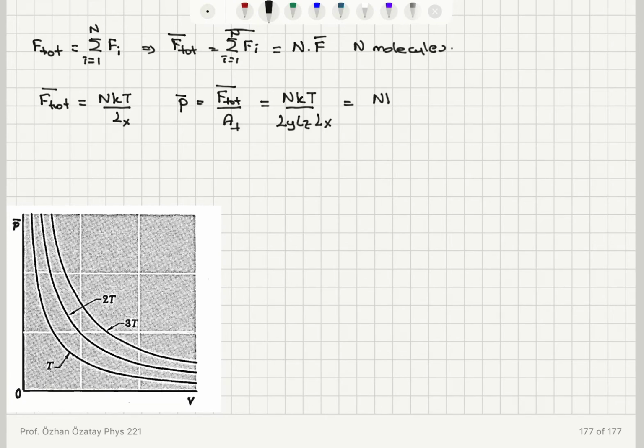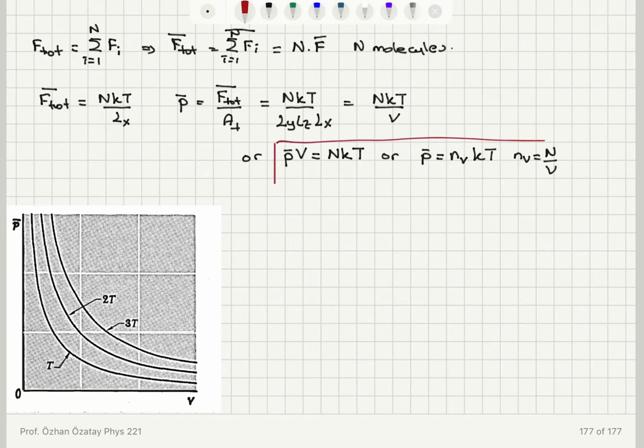This is just NkT divided by V, or I can write this as PV is equal to the number of molecules times Boltzmann constant times absolute temperature, or I can write this as P is equal to number density, number per volume, times kT. So number density is capital N divided by V. So what I have obtained here is the equation of state for an ideal gas, otherwise known as the ideal gas law.